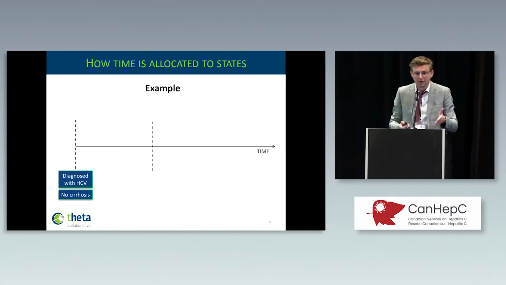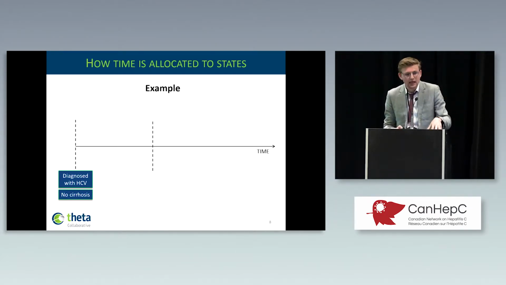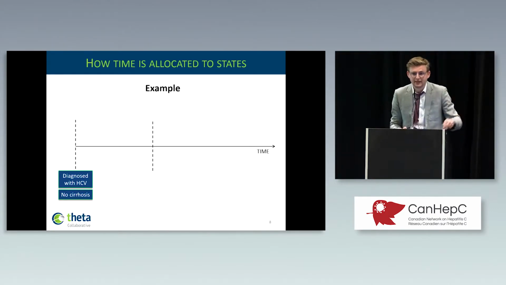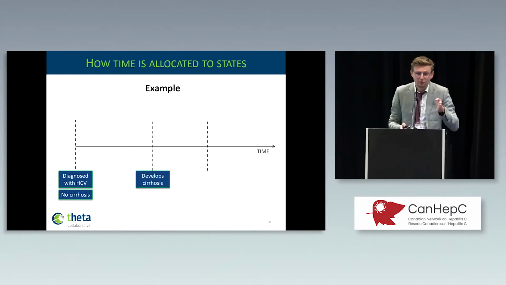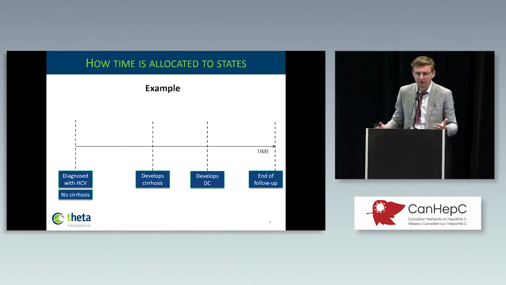We follow them up over a period of time, and we notice that at this point in the patient's history, they developed the correct diagnostic codes to say that they have developed cirrhosis. We keep following up, and we note at this point they develop decompensated cirrhosis based on the administrative codes. And then we reach December 30th, 2016, and we can't follow them up anymore.